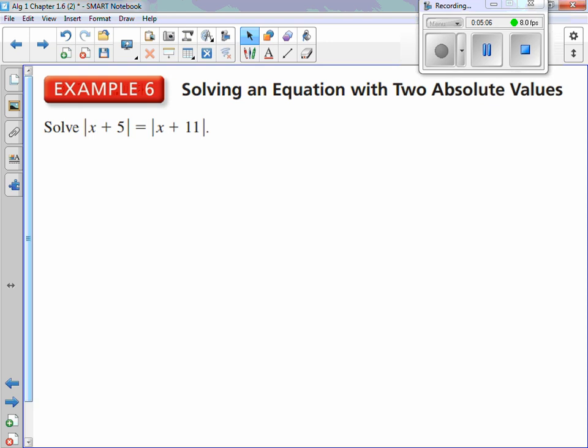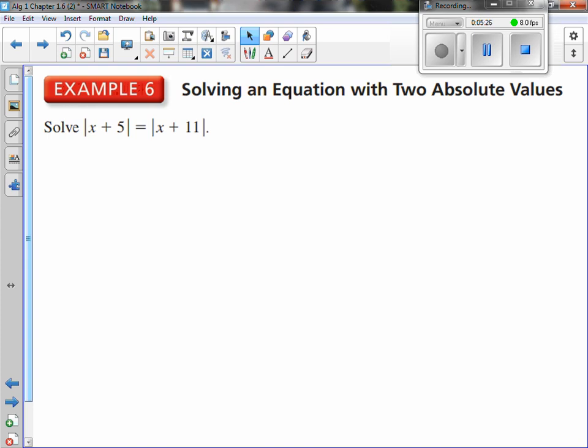The last type that we're going to look at is this here. So we have absolute values on both sides. And yes, it does look similar to what we started with. So in your notes, it'll say example 6 on top of it. So it should be towards the back of the note sheet.